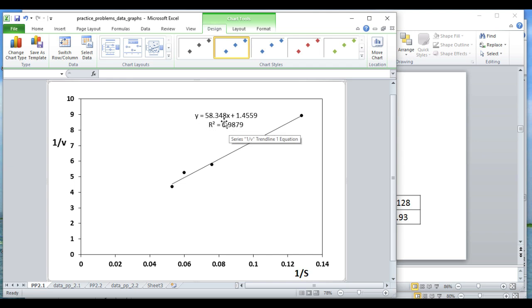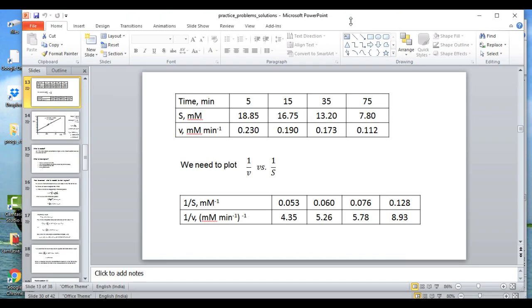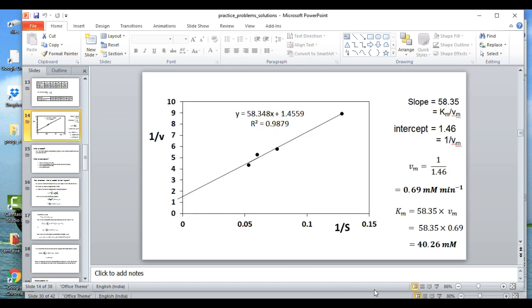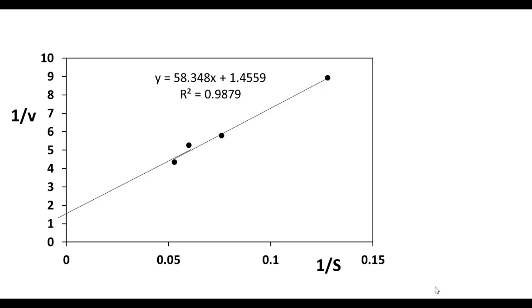and the equation of the line, which I've asked to display here, is 58.348x plus 1.4559. Y is 1 by V, x is 1 by s. So 1 by V is 58.348 into 1 by s plus 1.4559. You would have done this in your calculation to find that out. You could have also used a graph paper, that's okay. If you do that, then you should end up here, this is the same graph, right? And the slope happens to be 58.35.